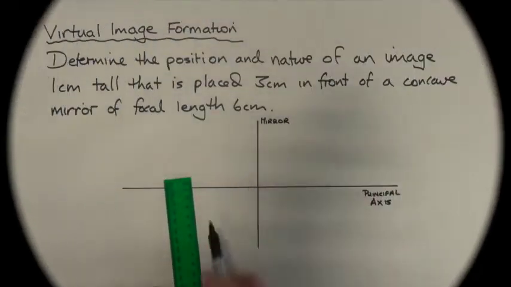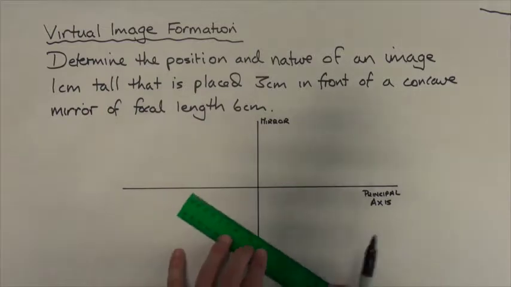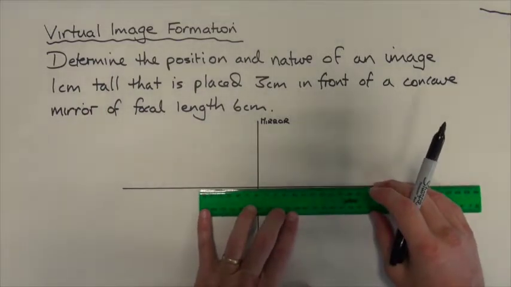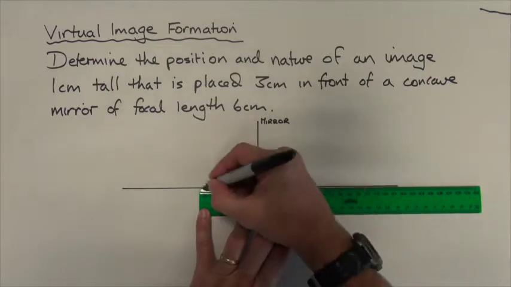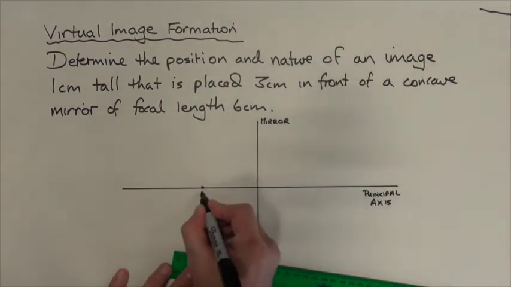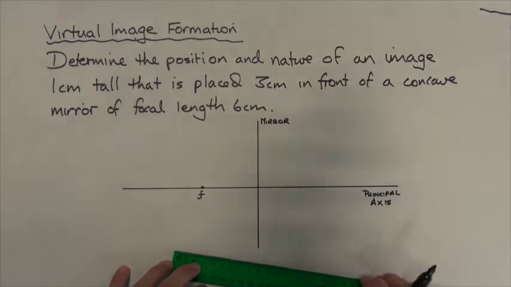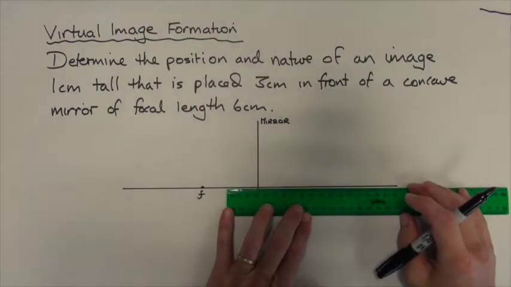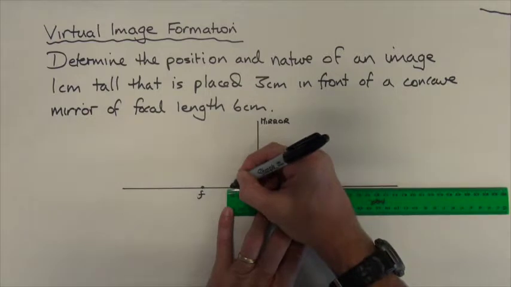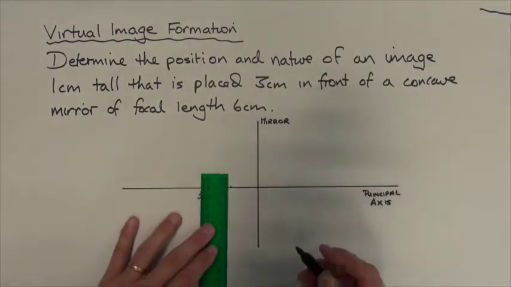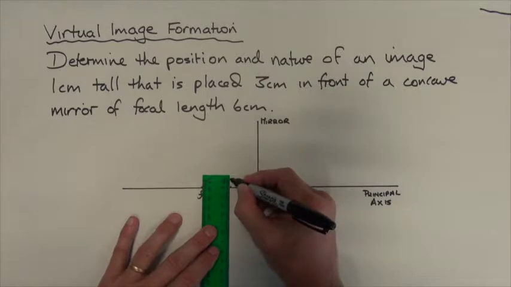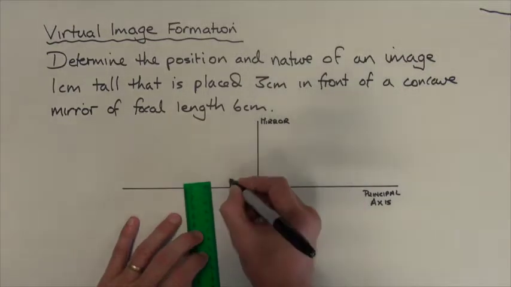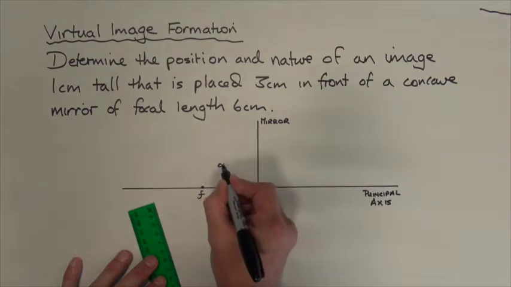So now let's put the information onto our diagram. First off, I know that the focal length is 6 centimeters. So from the mirror, I'm going to draw a dot 6 centimeters away, and I'm going to label it F for focal point. Next, I need to put in my object. We know that the object is placed 3 centimeters in front of the mirror, so it's between the focal point and the mirror, and is 1 centimeter tall. So I use my arrow, and I'm going to label it object.